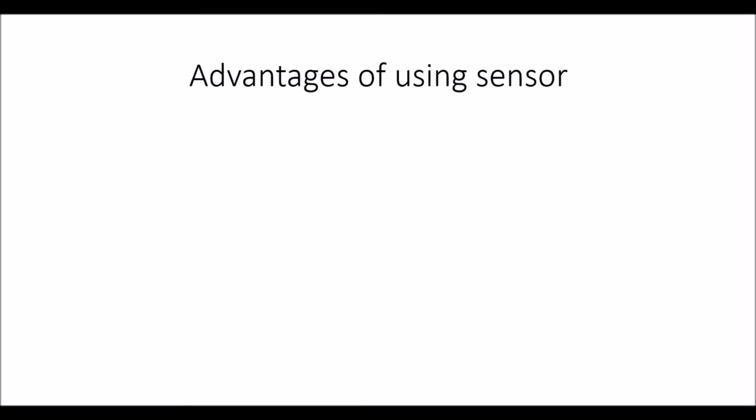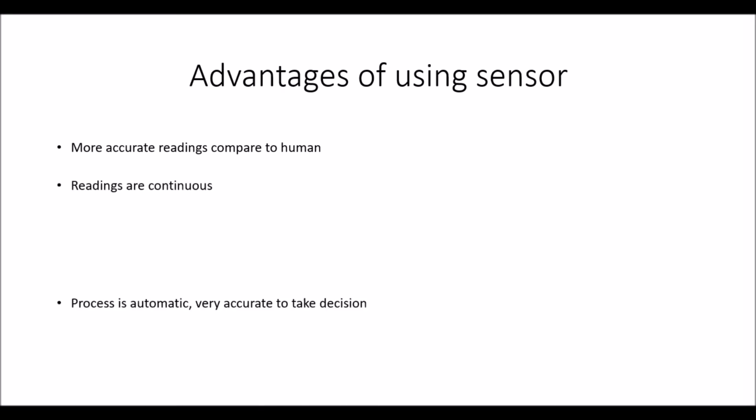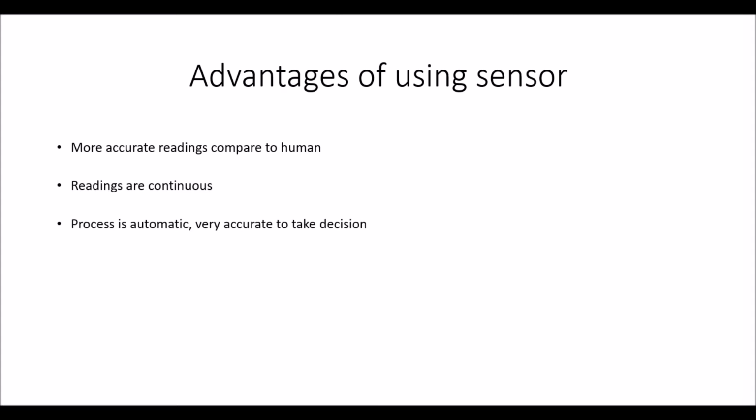Now, the question is, of course, you cannot escape this kind of question. What are the advantages of using sensors instead of using human beings? I can just ask a human being to take the temperature of a place for me instead of using a sensor. Well, one of the advantages of using a sensor is very similar to when they are talking about robots. What are the advantages of using a robot instead of using a human being? The same thing, the same answer. More accurate readings compared to human. Then readings are continuous. Process is automatic, very accurate to take decisions. Then very useful in dangerous places. Then it does not have feelings or get tired.